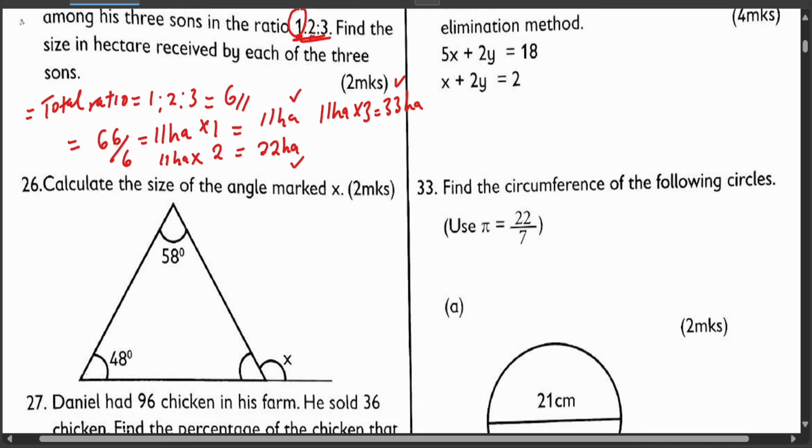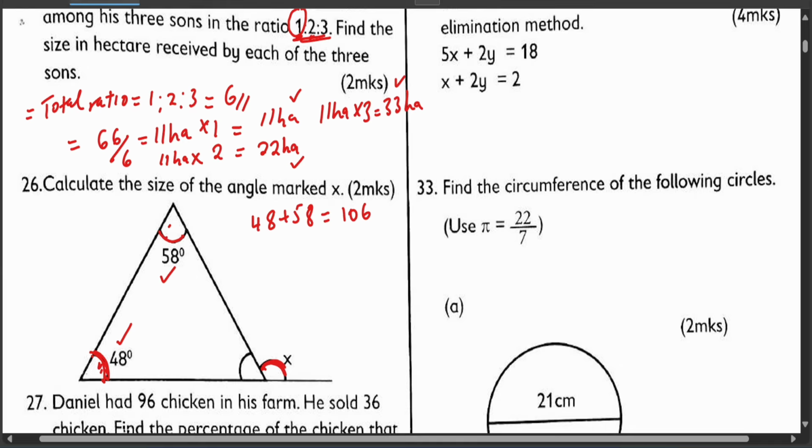Question 26. Calculate the size of the angle marked X, which is this one. For you to get X, you just add the opposite angles inside that triangle. It talks about the exterior angle. So let's just add 48 plus 58. 48 plus 58 gives us 106. So X tayari tunapata ni 106.